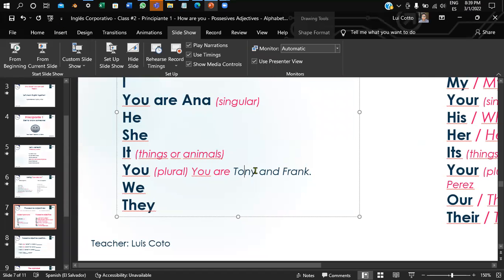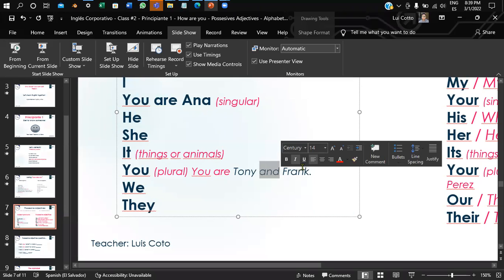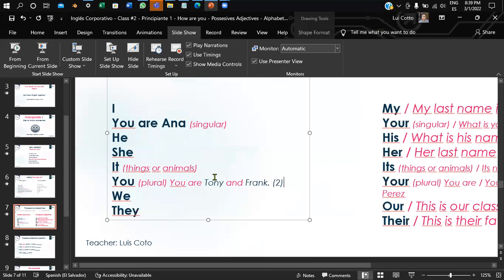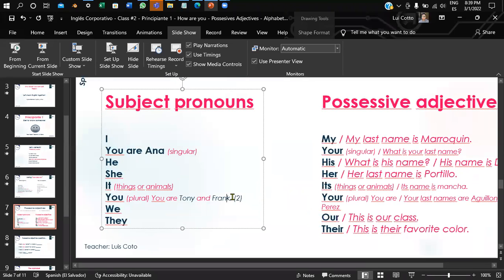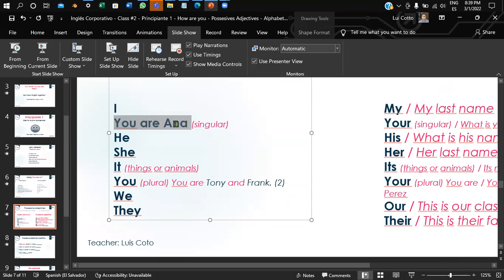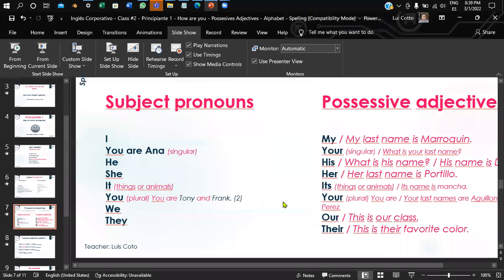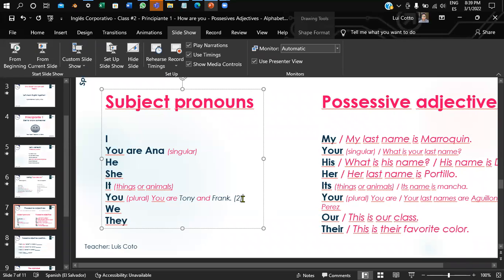You are Tony and Frank. Ah, okay. Cuando haya Tony and Frank, it means two. Plural. Okay. Because we have two people. Tenemos dos personas ahí. Tony and Frank. And that is the difference. And in this one is only one. Okay? Is it correct? ¿Se entiende? Sí, sí. Okay, cool.